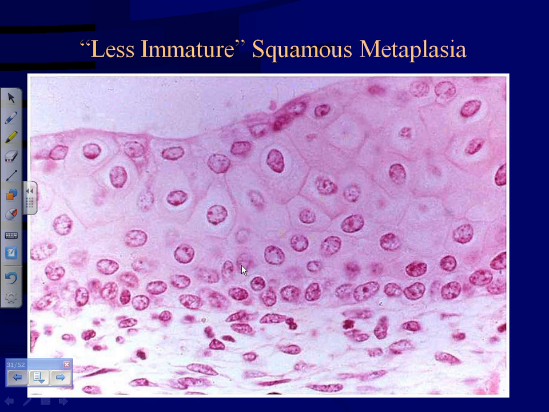Again, another example here. Now here you can still see cell borders and intercellular bridges here. You can't here. So what's happening, you've got the most immature cells down here and the more mature squamous metaplastic cells up here, but they're still less mature than the normal squamous epithelium. So again, it's kind of like this gradation of maturity.